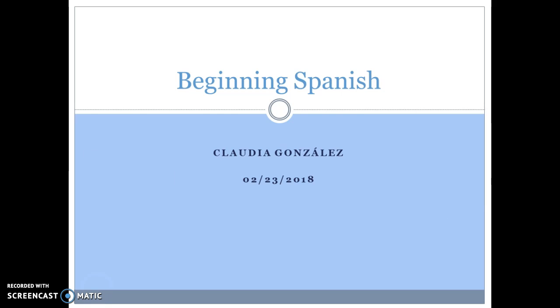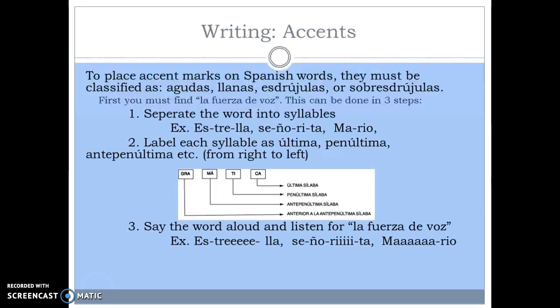Today's lesson is accent marks. To place accent marks on Spanish words, they must be classified as agudas, llanas, esdrújulas, or sobreesdrújulas. First, you must find la fuerza de voz, or force of voice. This can be done in 3 steps.